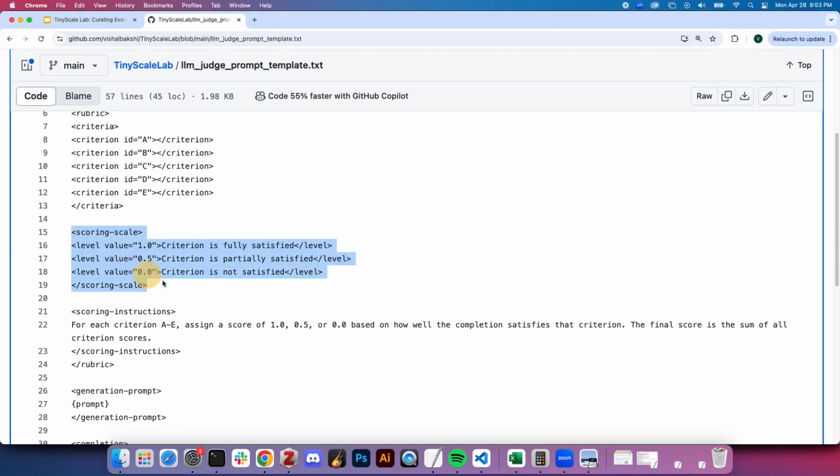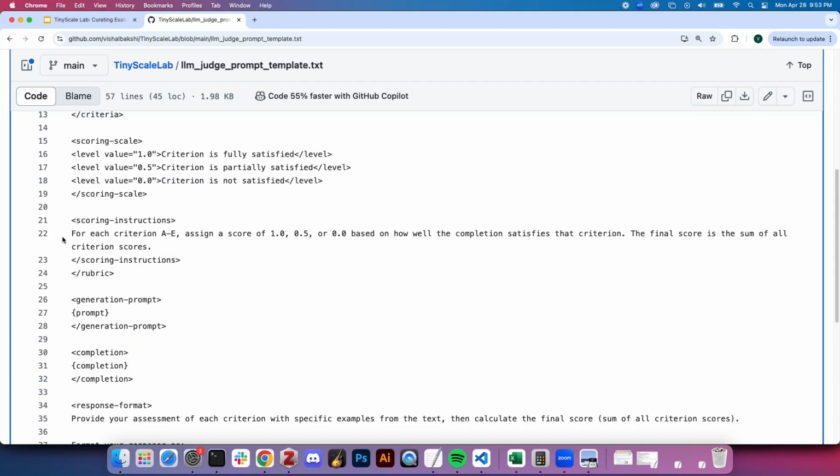So this is going to be the same. Criterion is fully satisfied. That's the level where 1.0 is the score. Criterion is partially satisfied is the 0.5 score, and criterion is not satisfied is the 0.0. And then we go into scoring instructions. For each criterion, assign a score of 1.0, 0.5, or 0.0, based on how well the completion satisfies that criterion. The final score is the sum of all criterion scores.